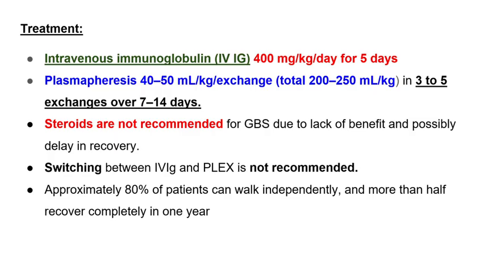Treatment will be IVIG 400 milligram per kg per day for 5 days. Next will be plasmapheresis, 40 to 50 ml per kg per exchange. A total of 200 to 250 ml per kg in 3 to 5 exchanges over 7 to 14 days is recommended. Steroids are not recommended for GBS due to the lack of benefit and possible delay in recovery.